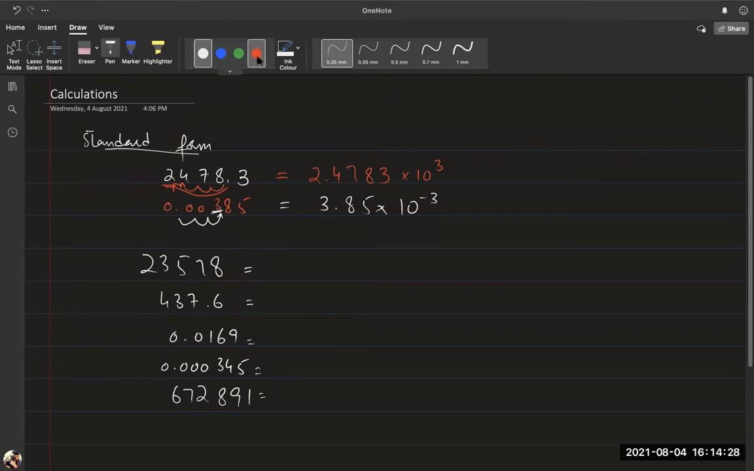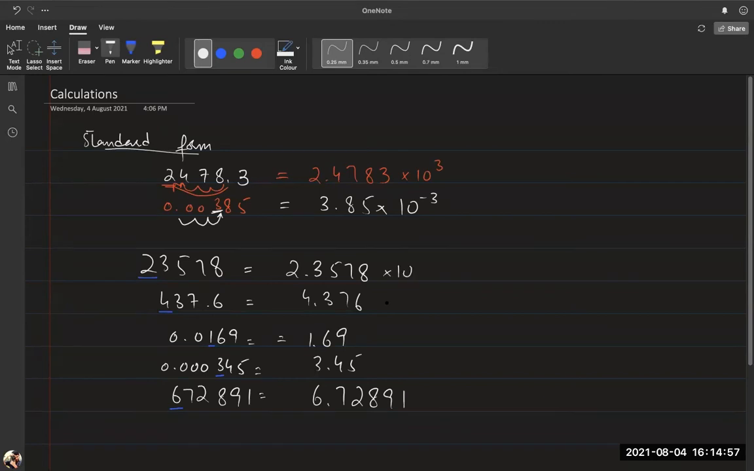All right, so how do we solve it? We just have to look at which is the significant number. So this is the significant number, this is, this is, this one is, and this one is. Now we have to see how many steps we have to move. Once you have the significant number, just write that. So 2.3578, 4.376, 1.69, 3.45, and 6.72891. But obviously we are not done yet.